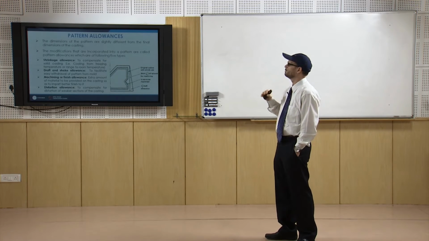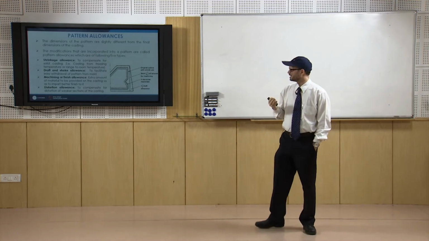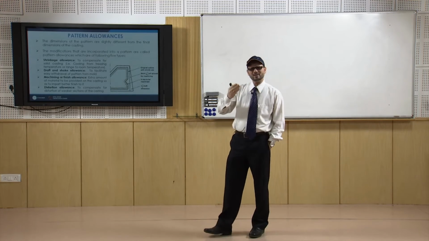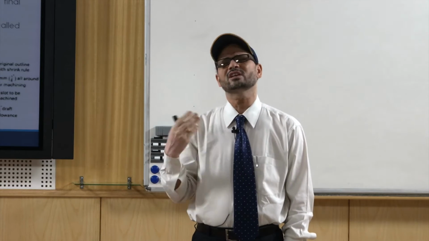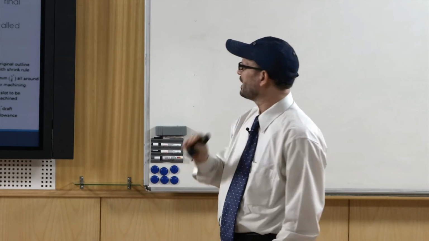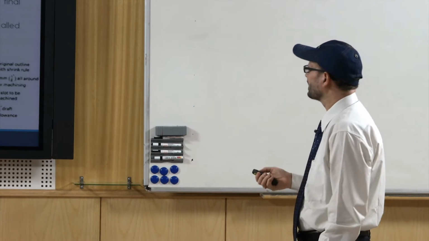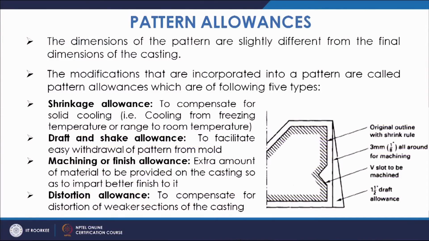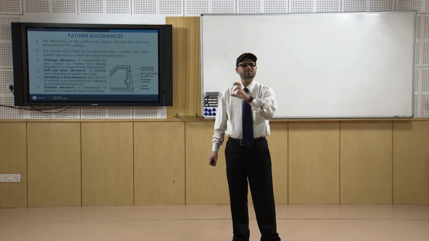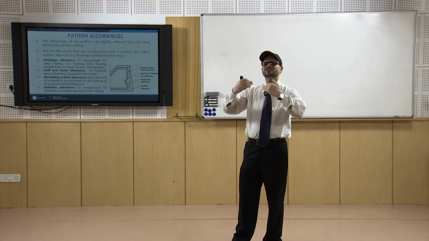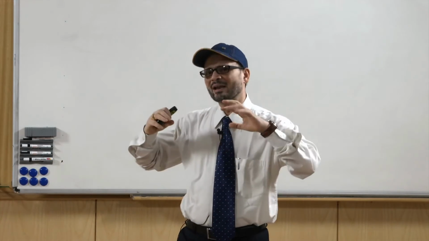Now, we are coming to pattern allowances. We had discussed that a pattern is a replica of the mold with certain modifications, and these modifications are nothing but the allowances which are to be provided on the pattern. These allowances are shrinkage allowance, draft and shake allowance, machining and finish allowance and distortion allowance. Because the casting dimension and the pattern dimension are not completely the same, that difference is known as allowance.